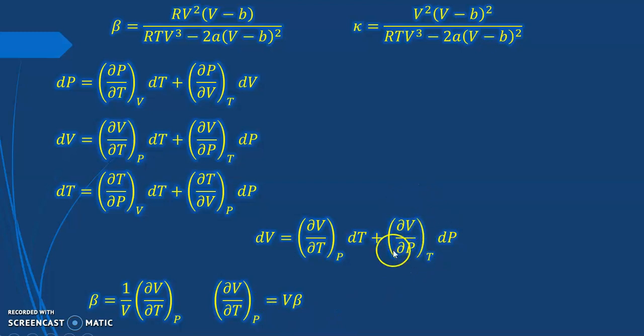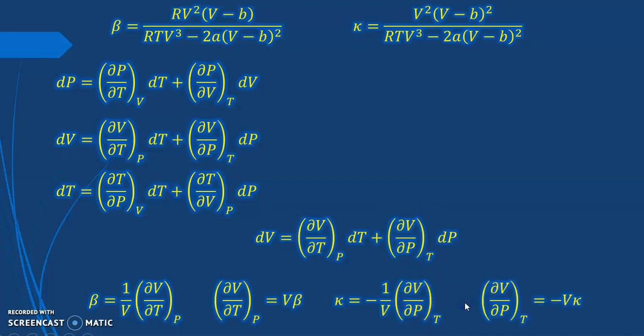Same case for the other term. We know that kappa is equal to minus 1 over v times the derivative. But we need to solve for this derivative, and we get this expression. And we can replace those quantities in this equation. We already have just v times beta minus v times kappa.